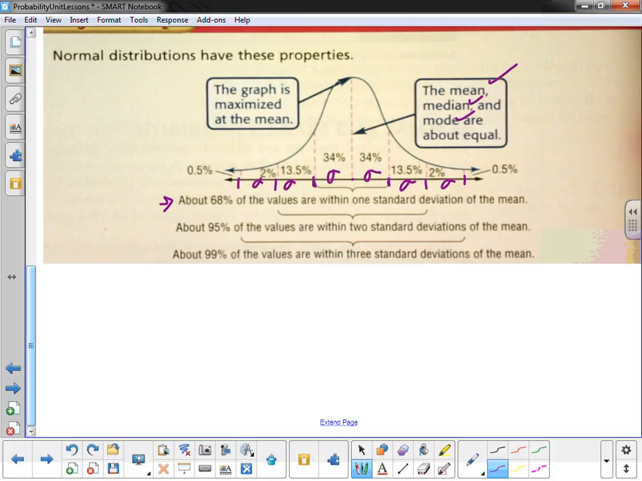95% of the values are going to be within 2 standard deviations. So from here to here, we account for 95% of the data. And then when you get all the way out to the edge, 3 standard deviations out, you've accounted for 99% of the data. So almost every value is accounted for in that range.